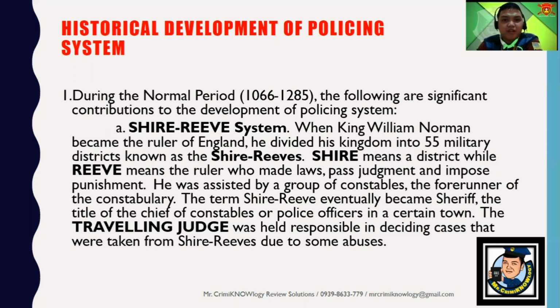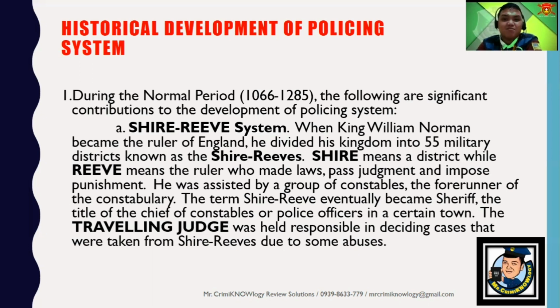During the Norman period, 1066 to 1285, the following are the significant contributions to the development of policing system. First is the shire-reeve system. When King William the Norman became the ruler of England, he divided his kingdom into 55 military districts known as the shire-reeves. The shire means a district, while reeve means the ruler who made laws, passed judgment, and imposed punishment.